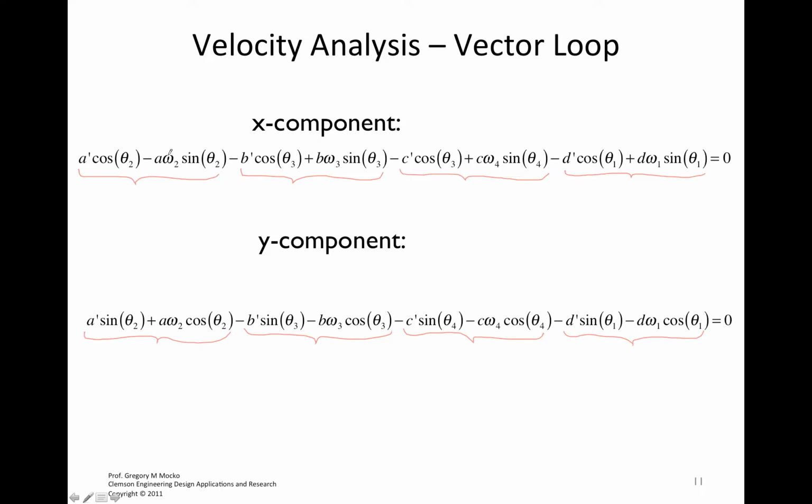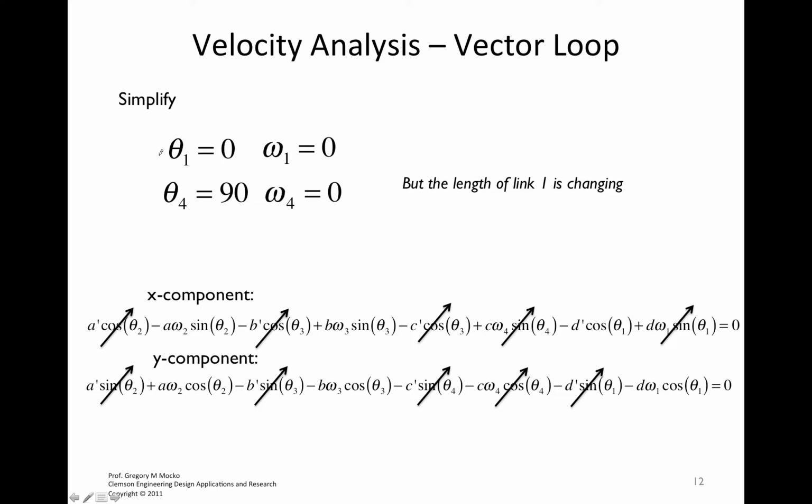Okay, so we can now apply some known conditions we have so that we can simplify these expressions. So the known conditions are the following. Theta 1 is 0 and theta 4 is 90. If you remember back to that diagram, theta 4 was measured here. In this case, theta 4 does not change. It's always 90. Theta 1 is 0. Omega 1 is 0 and omega 4 is 0. So these two links are not rotating.